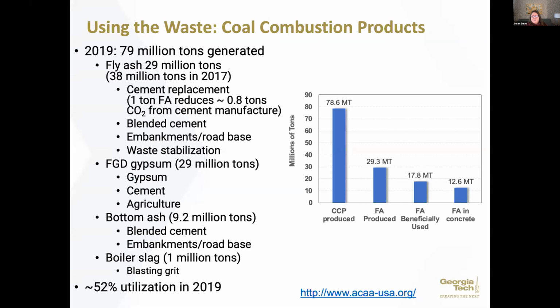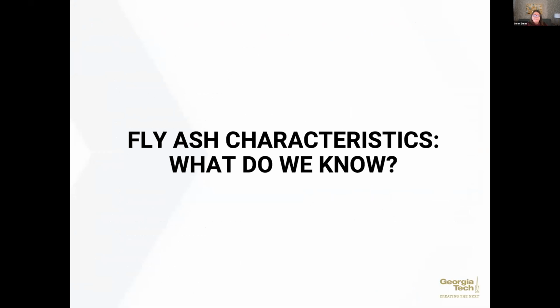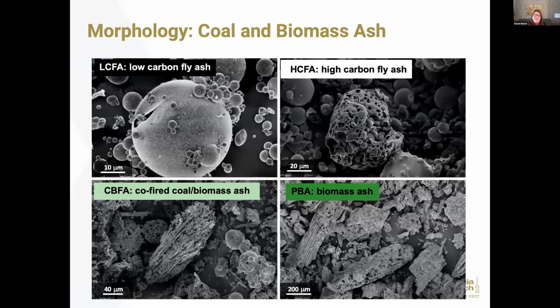But the encouraging thing about CCPs is that we have about 52% utilization. So that's half of the waste products that are going to construction or other types of applications. And we're saving that space in our landfills. We don't have to geologically dispose those materials. So let's think about what we know about these alternate materials that we want to understand and that we want to put to good use as well. That other 48%, essentially, what can we do with it?